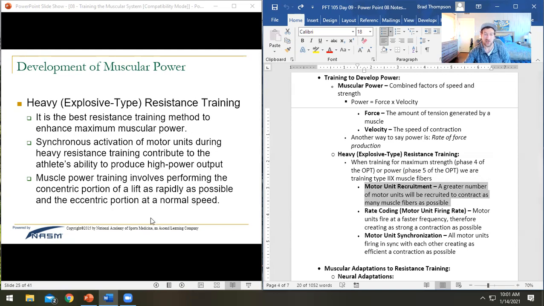There's also going to be the idea of rate coding. Rate coding is more commonly referred to as your motor unit firing rate. So it's how quickly that neuron is able to fire over and over again. The faster the frequency, the stronger a contraction you're going to have. And then we also have motor unit synchronization. Training your motor units to all fire simultaneously gives you a more powerful contraction.